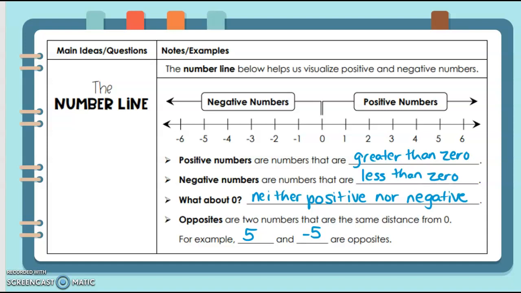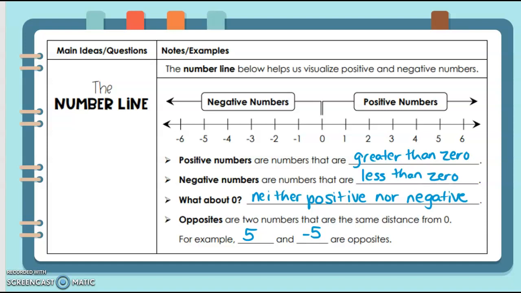So here we have a number line, and the number line helps us visualize positive and negative numbers. Positive numbers are greater than 0, and negative numbers are less than 0. And what about 0? It's neutral. It's neither positive nor negative. It does not have a sign.